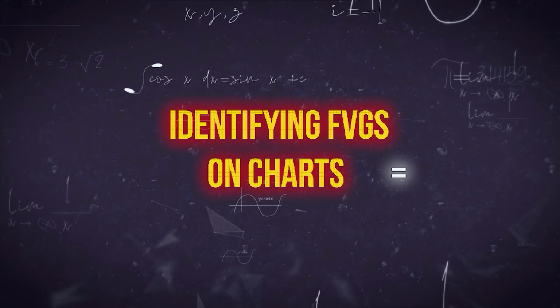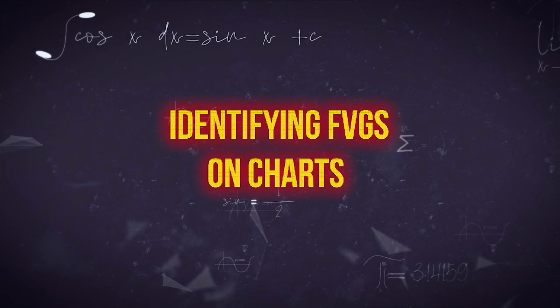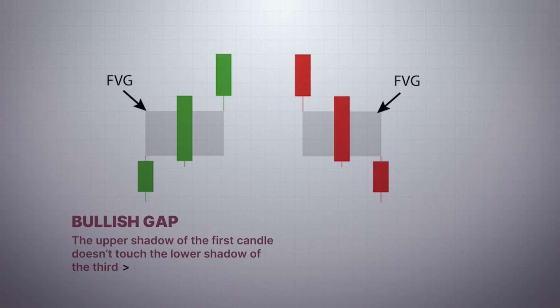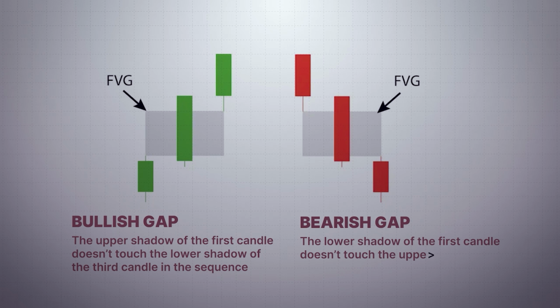Now let's talk about spotting fair value gaps on your charts. We're looking at a specific 3-candle pattern. For a bullish gap, check if the upper shadow of the first candle doesn't touch the lower shadow of the third candle in the sequence. The space between them is your fair value gap. For a bearish gap, check if the lower shadow of the first candle doesn't touch the upper shadow of the third candle. This area is your fair value gap.